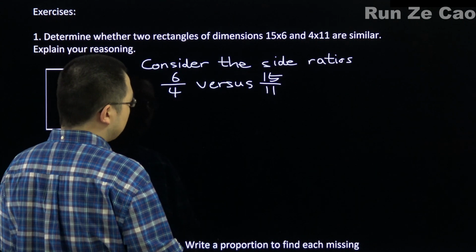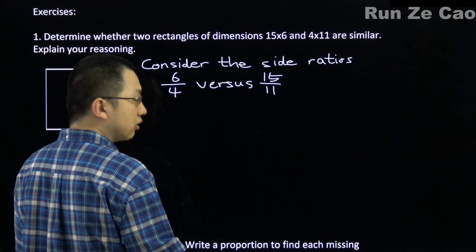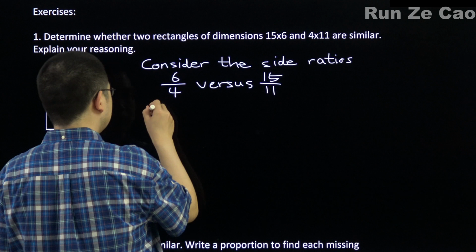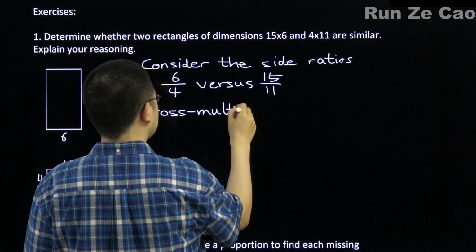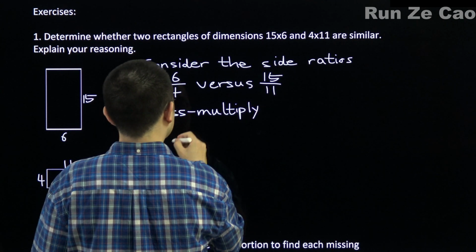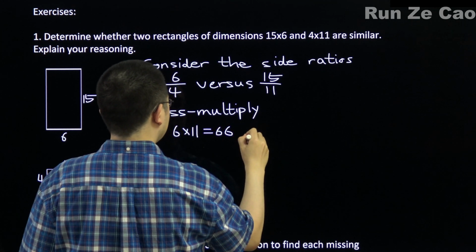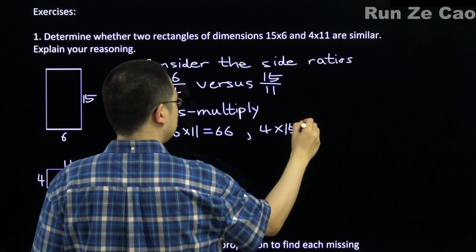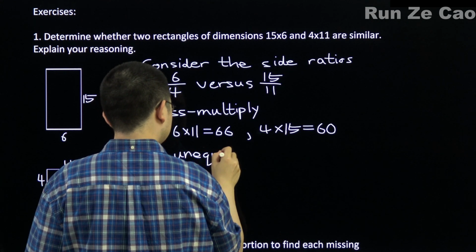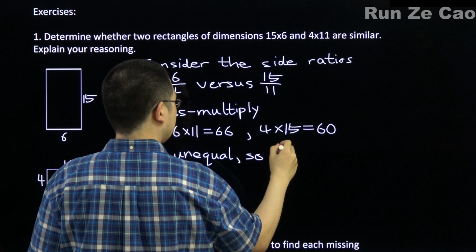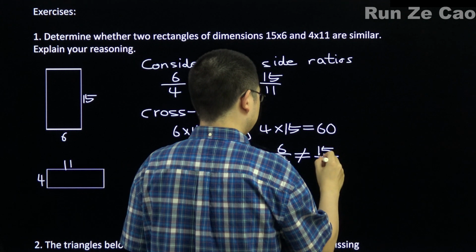Well, 6/4 is equal to 3/2. 15/11 is not. Okay, what if we just cross multiply it instead? Cross multiply. 6 times 11 is equal to 66. 4 times 15 is equal to 60. Unequal. So 6/4 is unequal to 15/11.